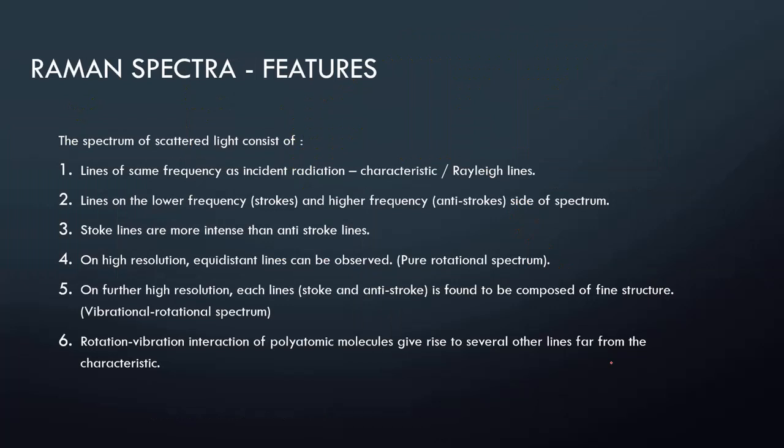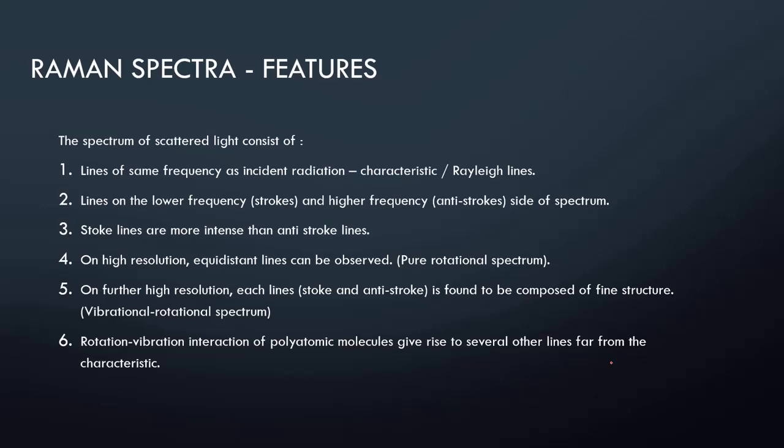So the salient features of the Raman spectra: it has a line of the same frequency as the incident radiation, and this is known as the characteristic line or the Rayleigh line, and this line is very intense. Then we have lines on the lower frequency side, which are known as the Stokes lines, and we have lines on the higher frequency side, known as the anti-Stokes lines of the spectrum. And the Stokes lines are more intense than the anti-Stokes lines.